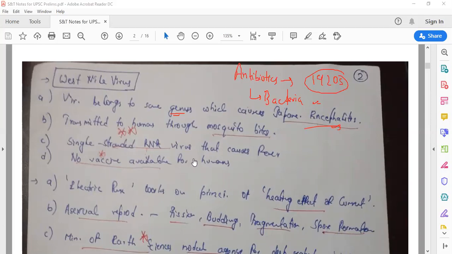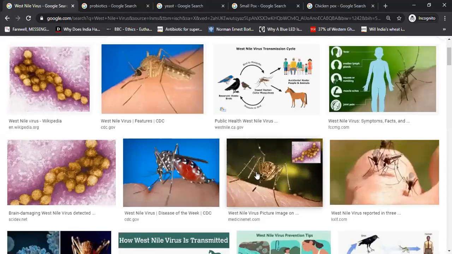Sorry. Yes. So as you can see, these are big mosquitoes. The same way malaria and all those diseases happen, transmission is through mosquitoes only, right? In West Nile virus also, transmission is through mosquito bites.